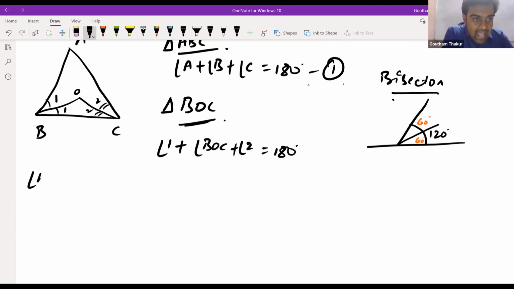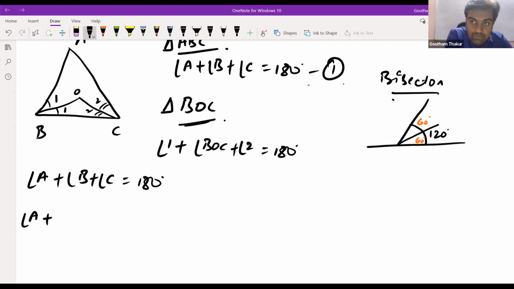What is it? Angle A plus angle B plus angle C is equal to 180. What can we write this as? Angle A plus angle B, can I write it down as 2 times of angle 1? Yes, I can write it down as 2 times of angle 1, right? That can be taken as 2 times of angle 1 plus my angle C can be taken as 2 times of angle 2, and that is equal to 180.